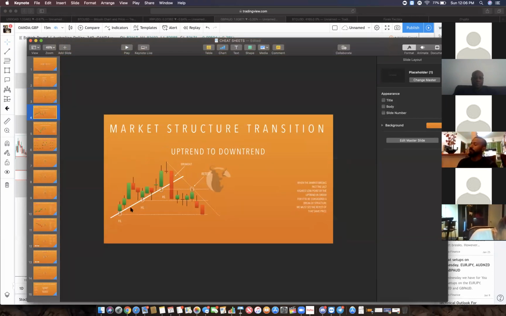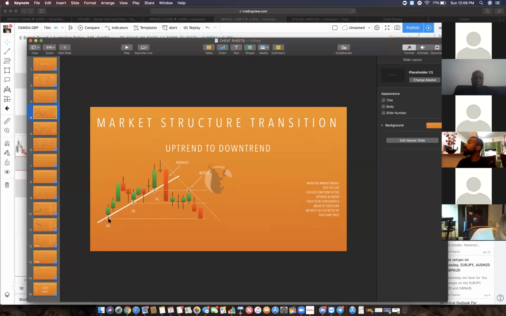If the market was going from an uptrend, the way I teach these guys is I pay attention to the 3 touches of a trend. After that 3rd touch of a trend, I'm paying attention to if the market breaks that trend.